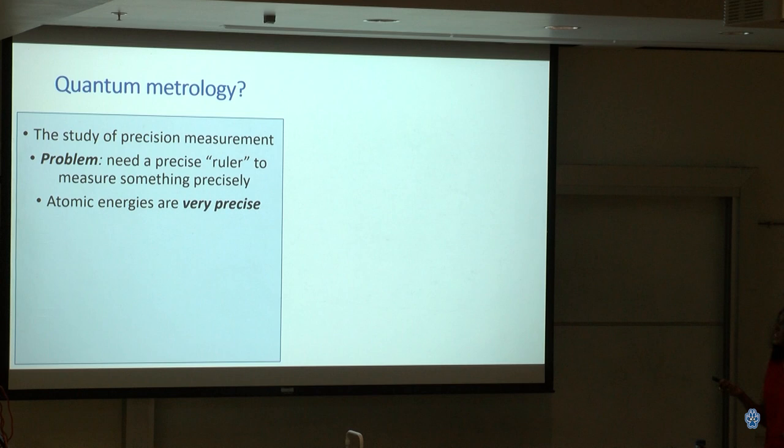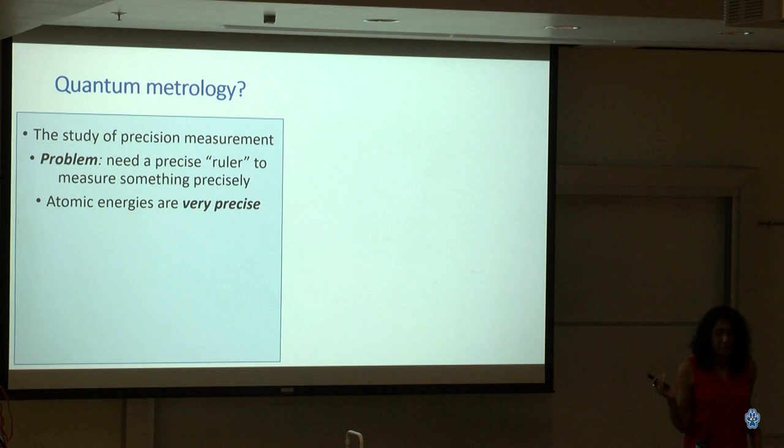And there's a problem here, because if we want to measure something precisely, we need something really precise to do it with. If you want to measure something on the scale of millimeters, you can't do that with a ruler that's only marked with centimeters. It turns out that nature's provided us with an extremely precise ruler in the form of atoms. Atoms have extremely precise energies and are very sensitive to forces. This means that we can use them to probe fundamental constants.